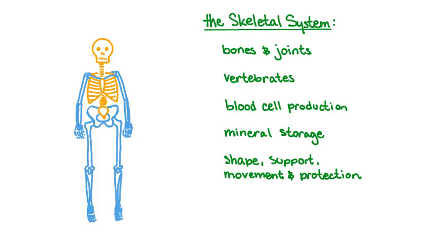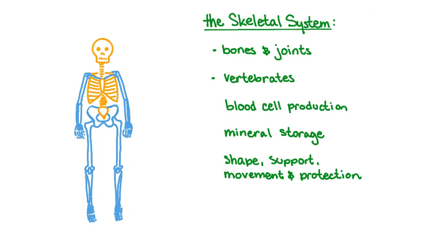The adult human skeletal system consists of 206 bones, as well as all of the joints that connect them. The skeletal system is a feature of some organisms called vertebrates. Specifically, mammals, reptiles, birds, amphibians, and some fish have bony skeletons similar to ours. The skeletal system is adapted to serve a number of functions.